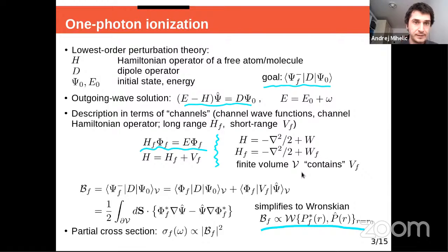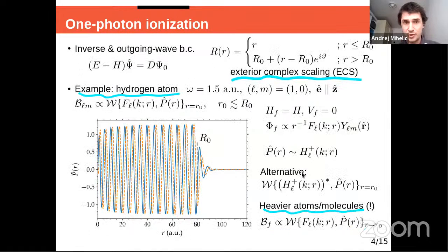Now, in order to solve the driven Schrödinger equation and impose the correct boundary conditions, we can use the method of exterior complex scaling, which is based on a complex transformation of coordinates outside of radius R0, which is called the scaling radius. And this is what we have done here for the case of the hydrogen atom.